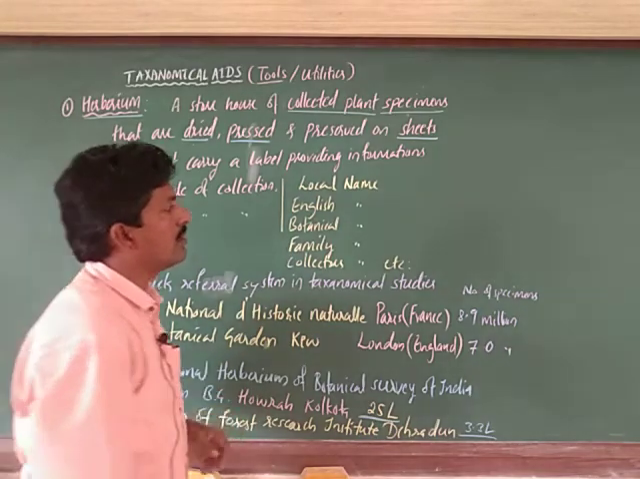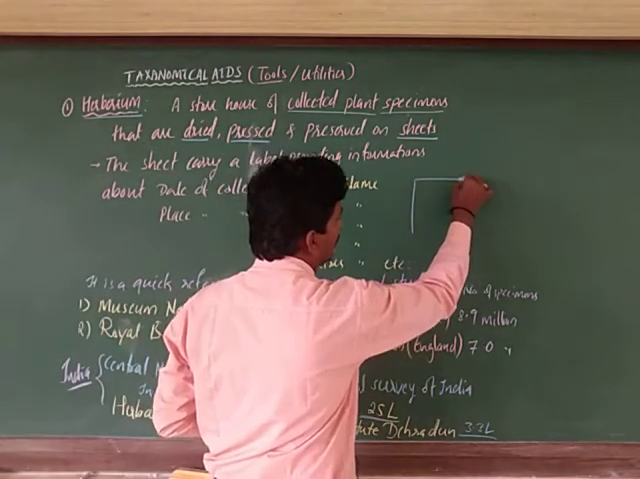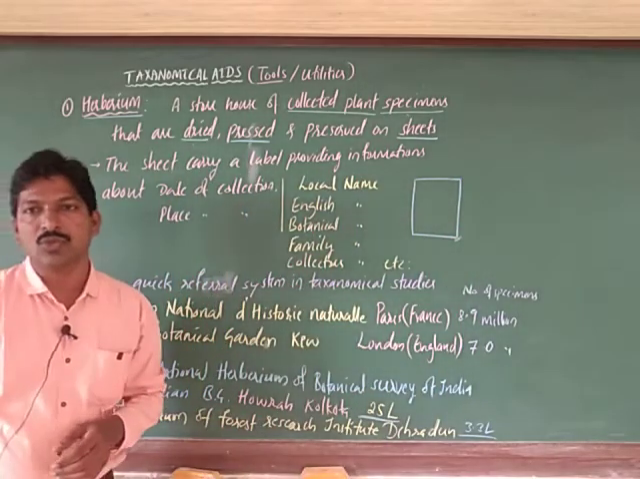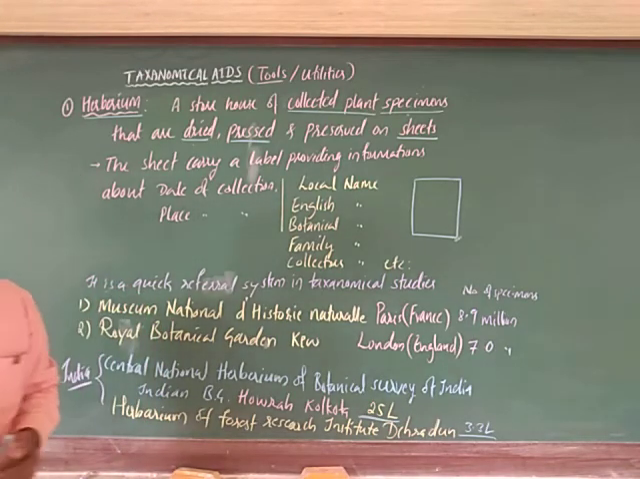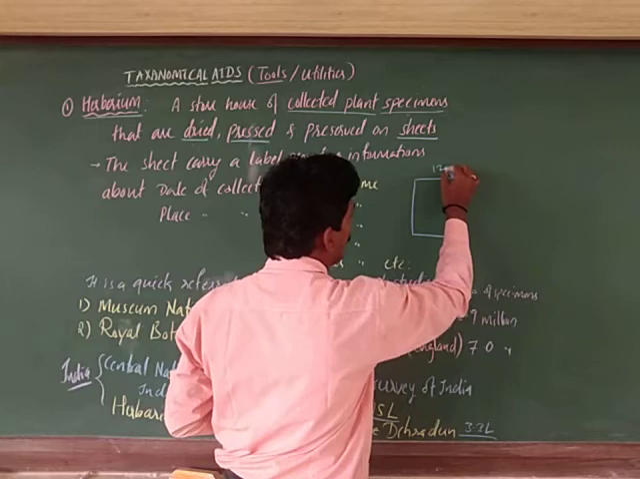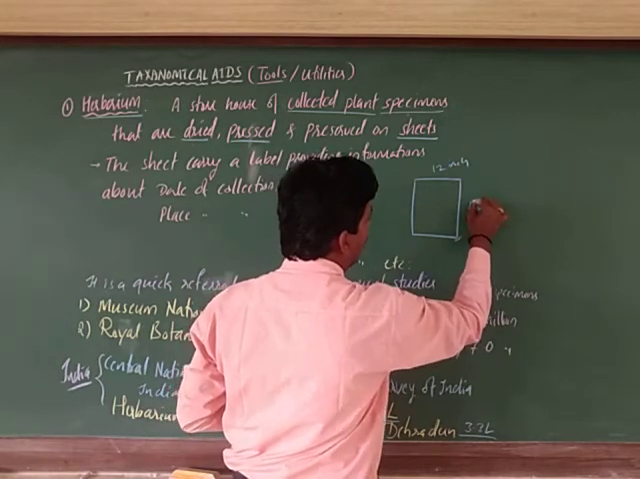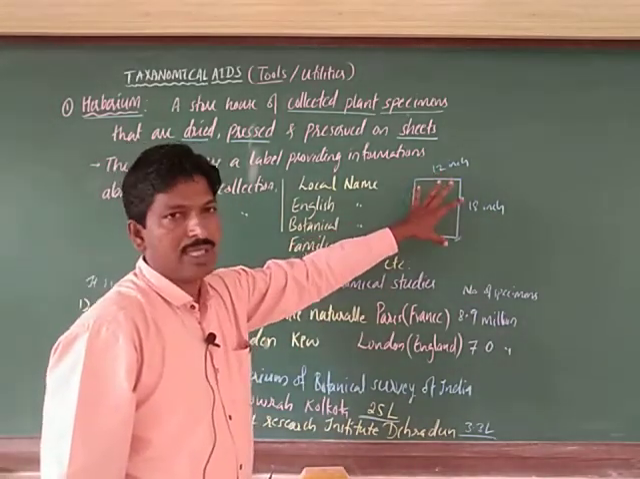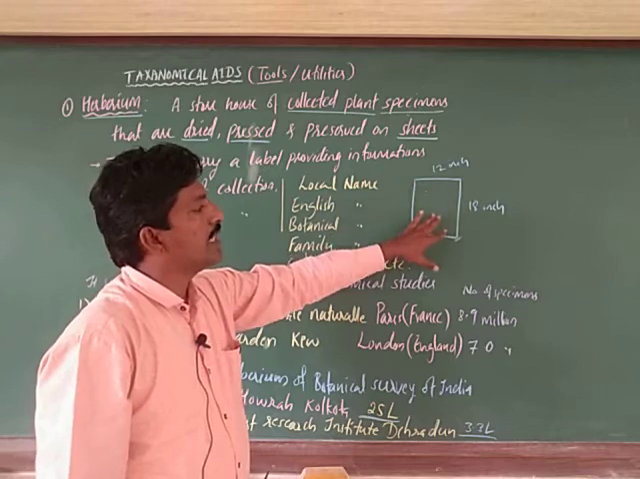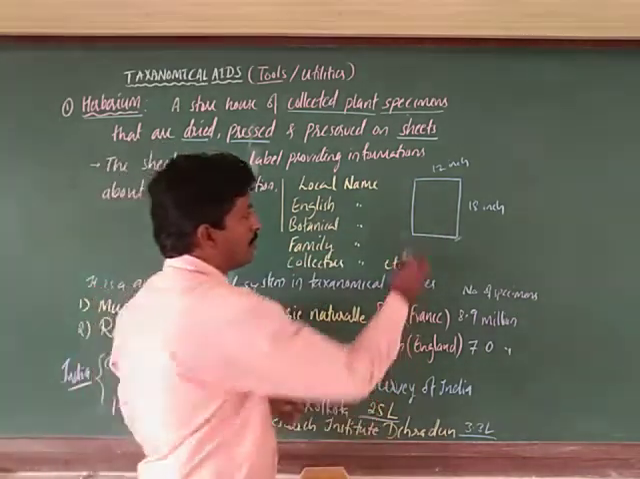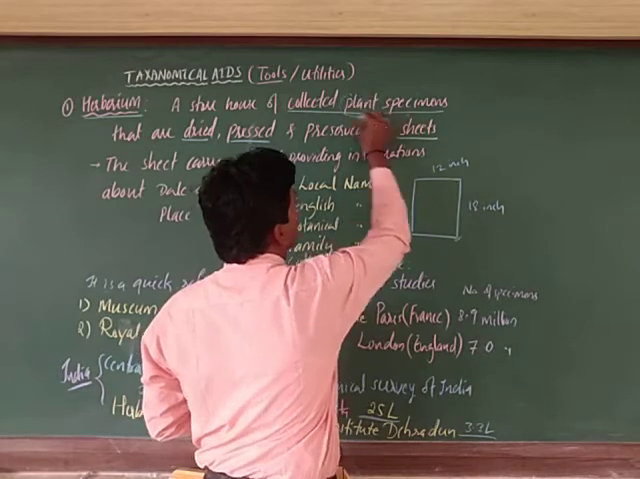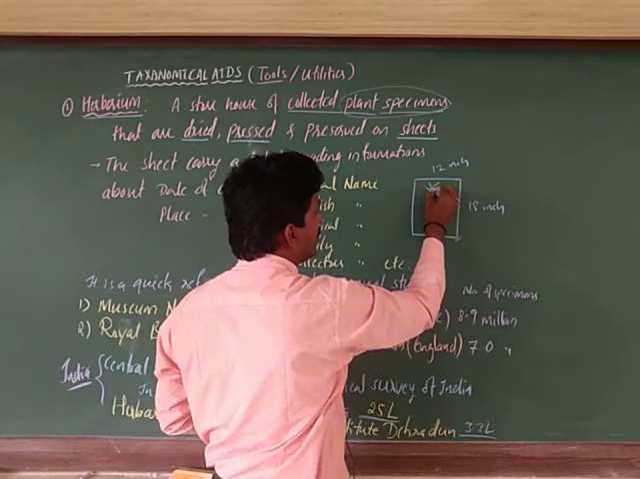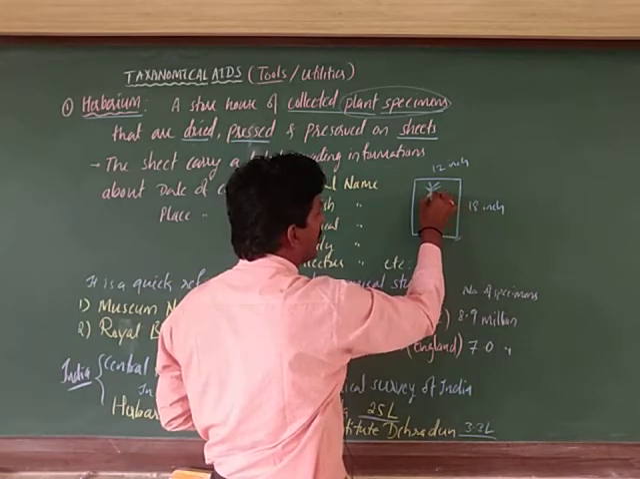About the size, in some books it is about 18 into 12, so 12 inch and 18 inch. In some books it may be mentioned with a little difference, approximately. So you can consider this much sized card sheet, and we should keep this plant specimen on it.